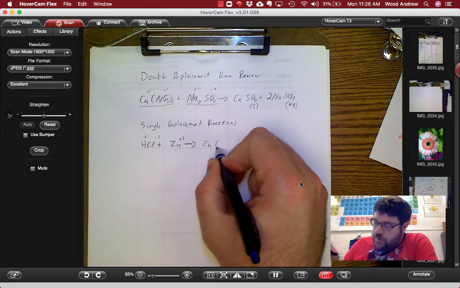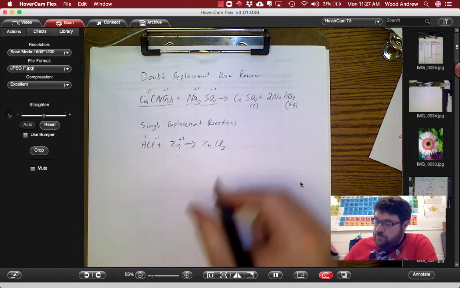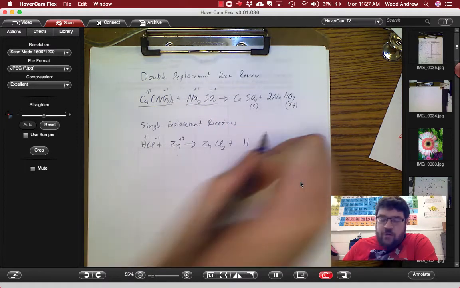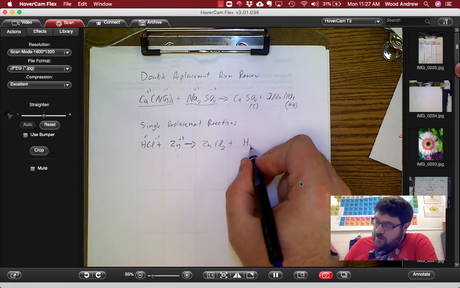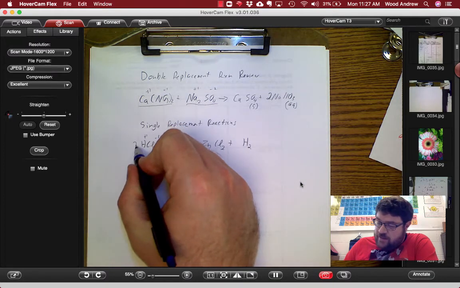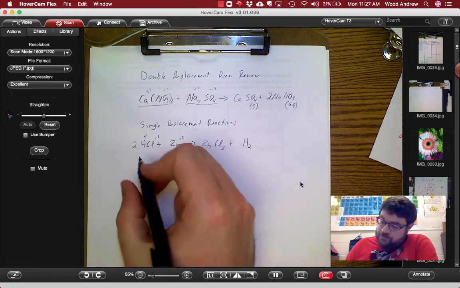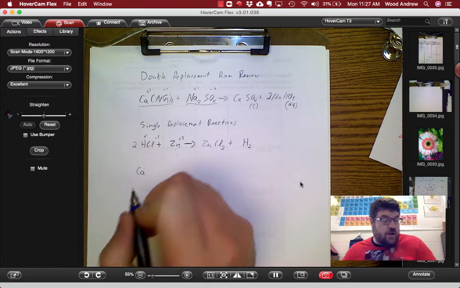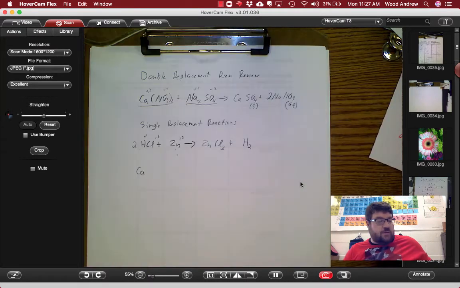Zinc will bond with chlorine, if that's a 2 and that's a 1, so we go to ZnCl2, and then hydrogen. Now, we have to be careful. If you recall, hydrogen, one of the Hofbrinkels, is always diatomic. And then, of course, I could go in and balance it pretty simply. There we go, balanced reaction. There are a couple of things you need to look out for with single replacement reactions. Let's look at another one. Now, these are all examples on the single replacement reaction worksheet if you want to follow along.